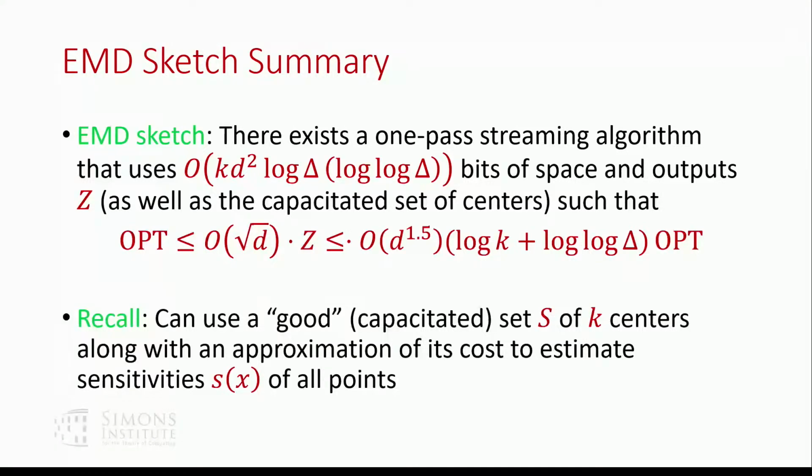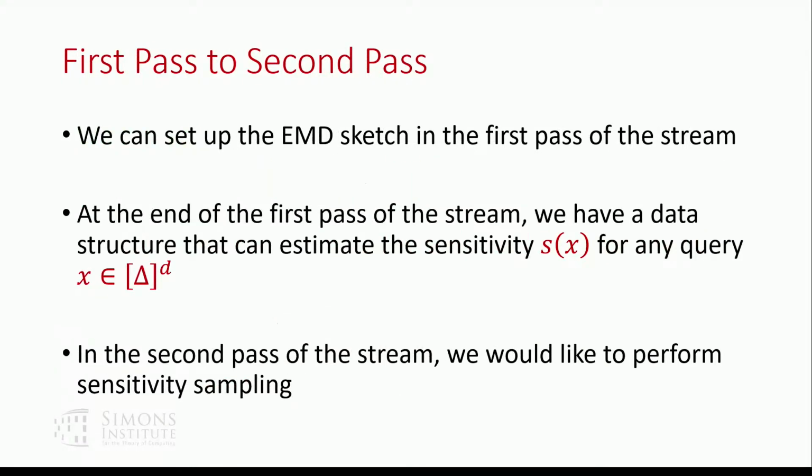So pass 1, we're done. We can estimate the sensitivities of all points. What do we do for pass 2? We still can't really do sensitivity sampling because if we sample each point, it can be deleted. But we do know that if we do sensitivity sampling, things will be sparse. There will be only roughly kd points that we sample. So what we should do is not sample points of the data stream, but sample points from the overall universe.